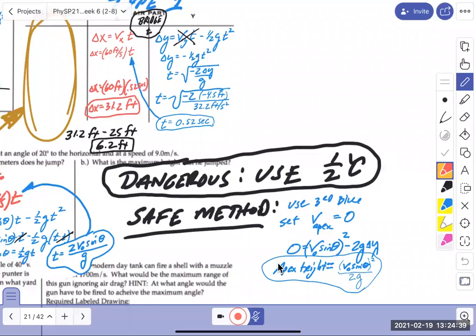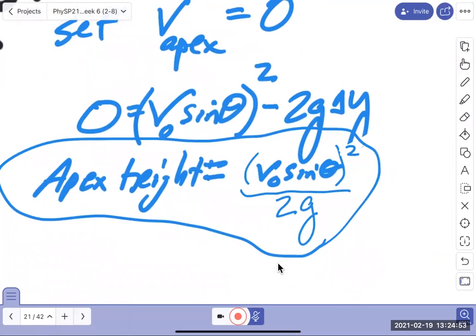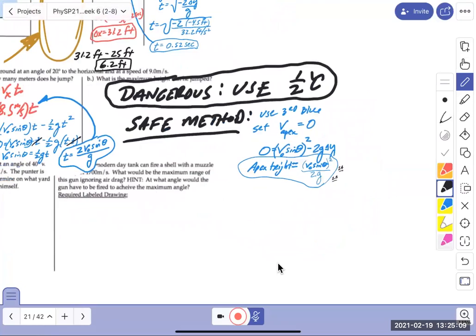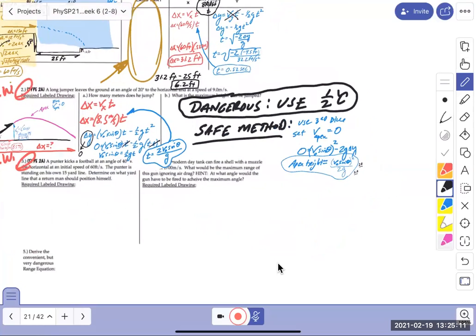All right, so the safe method, as we said last time, is to use a third blue, and we would get this for our equation, and that works for type 2A. This works for type 2A and type 2B. So that's a safer way to always find height squared. So I'm not going to work that one. I'll let you, pretty much did work it.